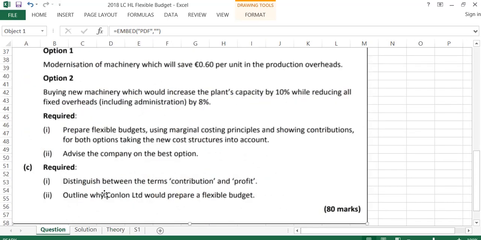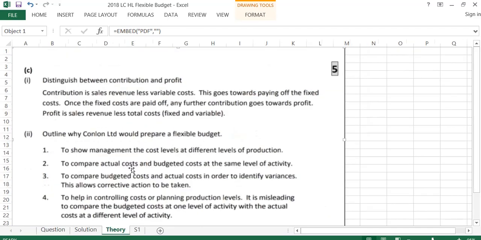And part 2 says, outline why Connacht Limited will prepare a flexible budget. So they will prepare a flexible budget to show management the cost levels at different levels of production, to compare actual costs and budgeted costs at the same level of activity, in order to identify variances, and this allows corrective action to be taken, and it will also help in controlling costs or planning production levels. It is misleading to compare the budgeted costs at one level of activity with the actual costs at a different level of activity.